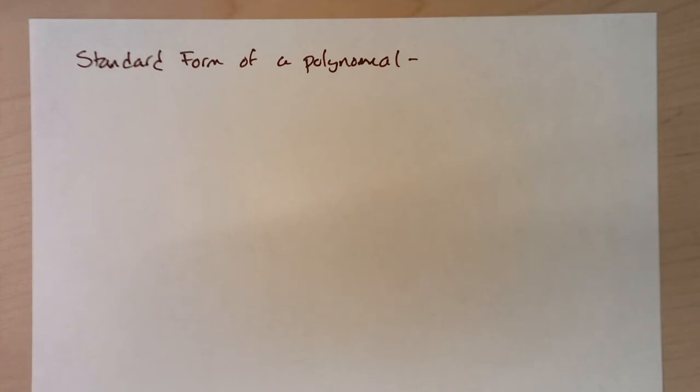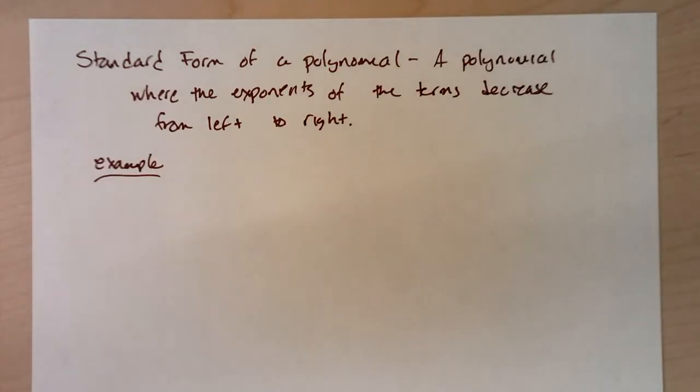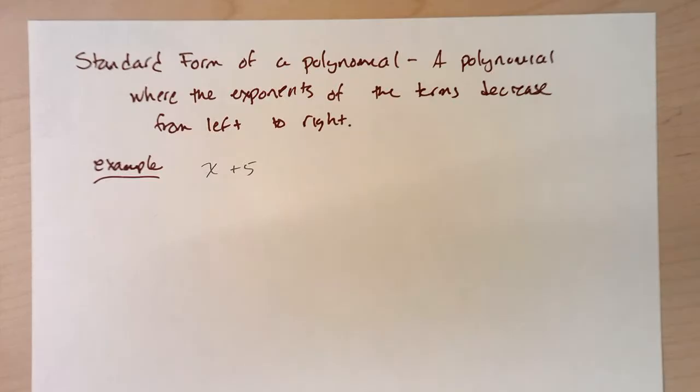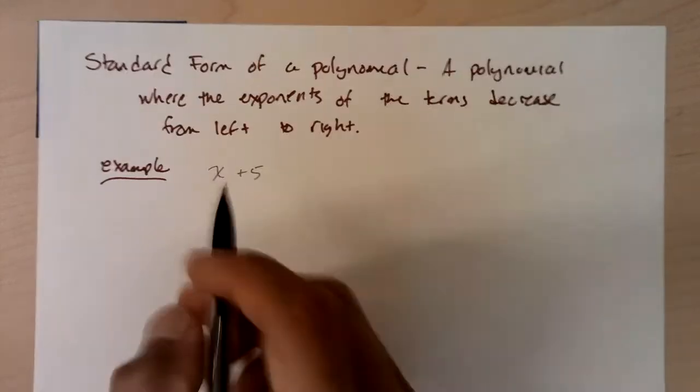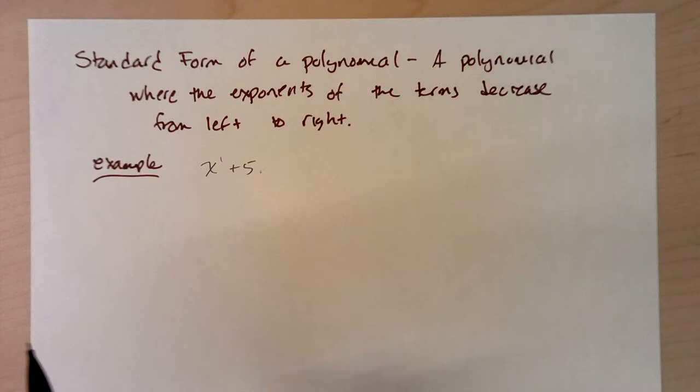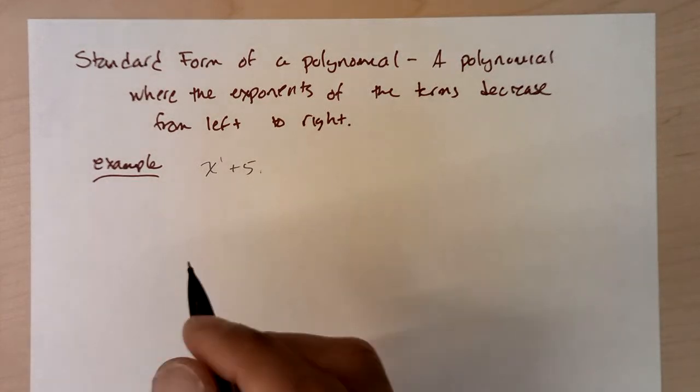But standard form of a polynomial, what you want to take a look at is the exponents of each of the terms. Because a polynomial in standard form is where the exponents of each of the terms decrease, or in other words, go down from left to right. So for example, if I wanted to put a polynomial in the standard form, let's go over something very basic. X plus 5, that polynomial is in standard form. The exponent of x is 1. The exponent for a constant, remember, is 0. So those decrease or go down from left to right.